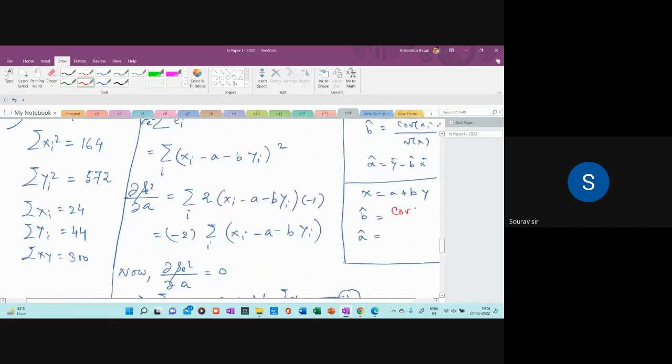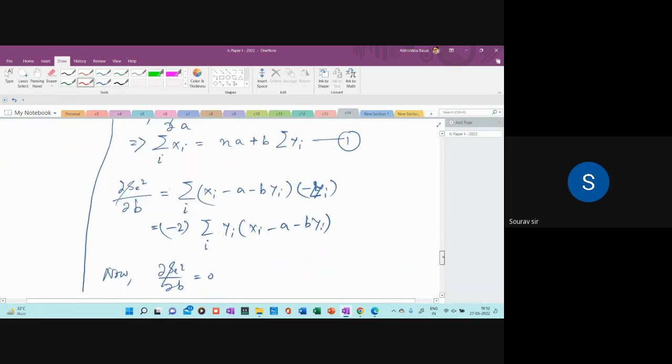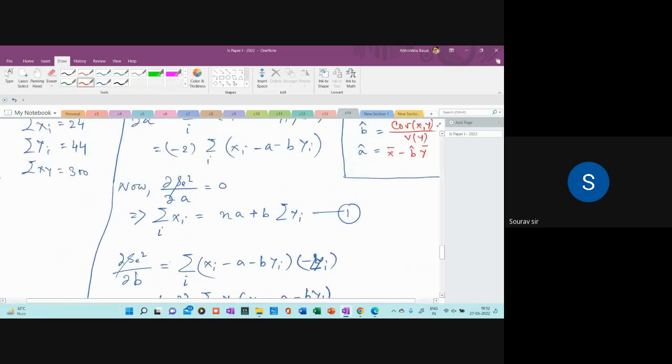Since covariance is a symmetric function, it will remain the same. Instead of variance of x, you will have variance of y. And here you will have x bar minus b hat y bar. It will also change. So these are the things you have to obtain to get this equation. So you have to obtain x bar.